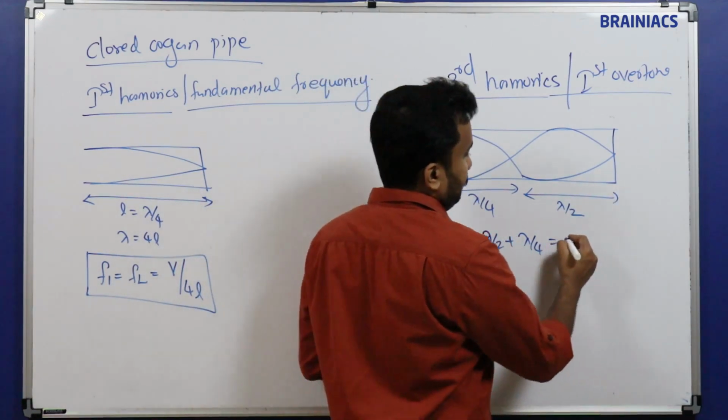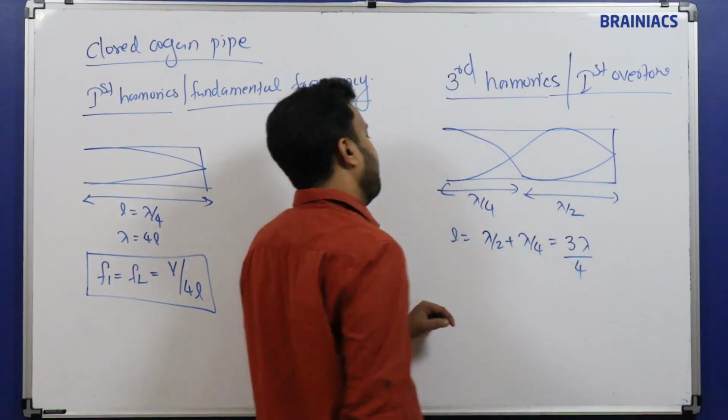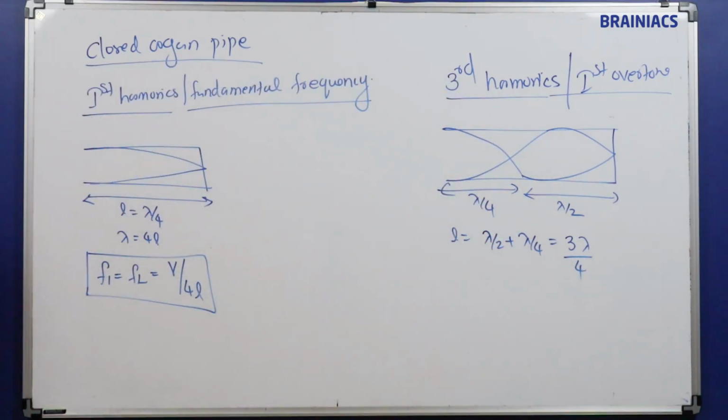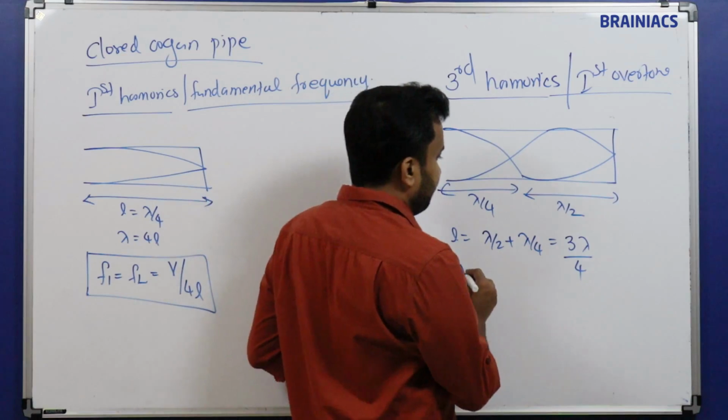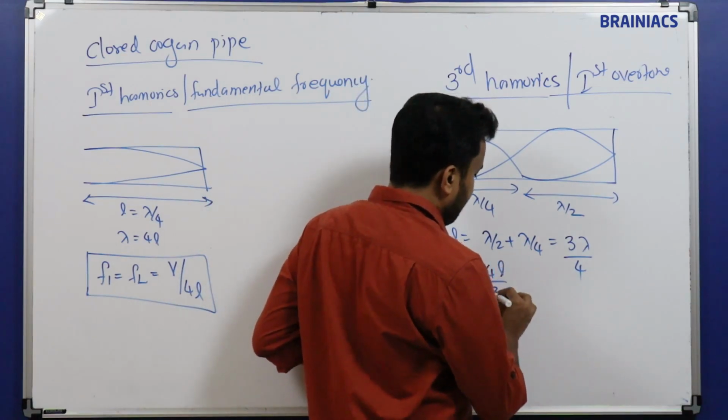Lambda by 2. Okay, so 3 lambda by 4. Sorry, 3 lambda by 4. So what is lambda from here? It is 4L by 3.